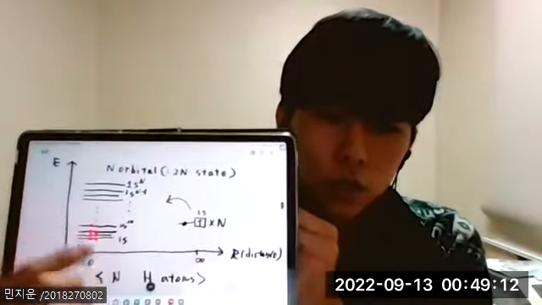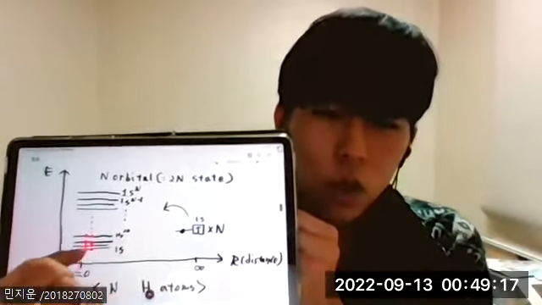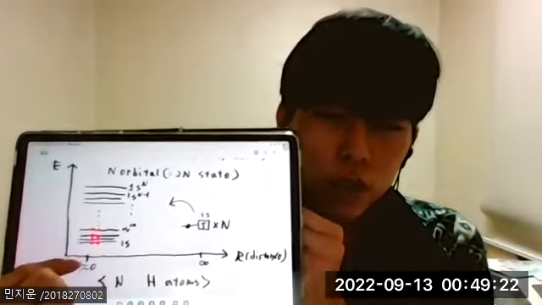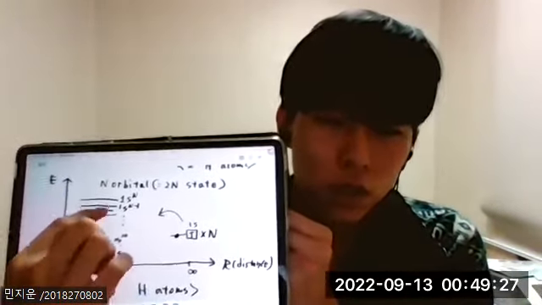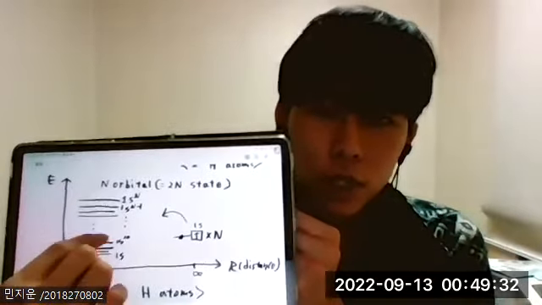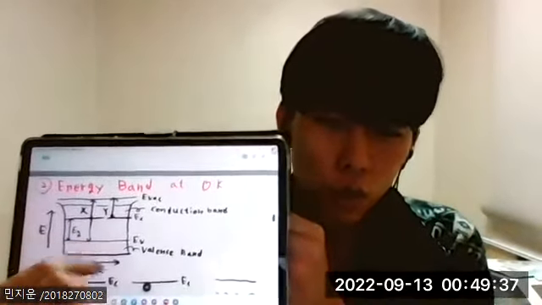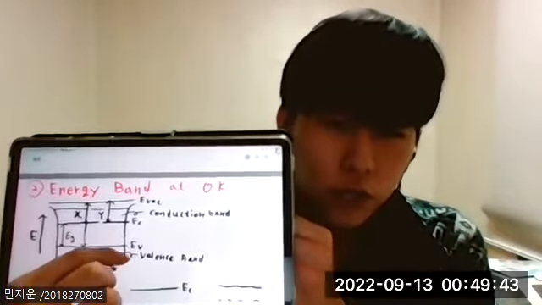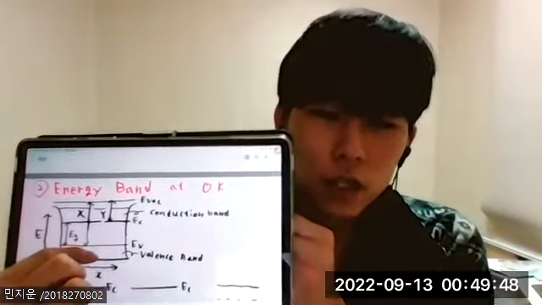Next, we see about n hydrogen atoms. When the distance between atoms is very close, many orbitals are distributed by the Pauli exclusion principle. So when many orbitals are distributed, you can see the orbitals look like a band.